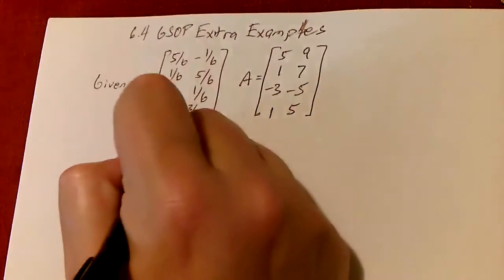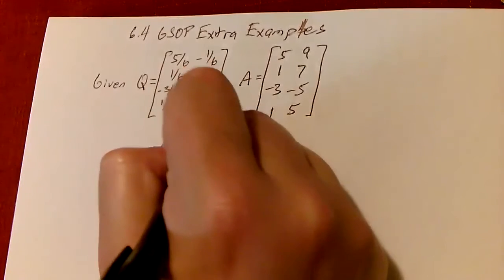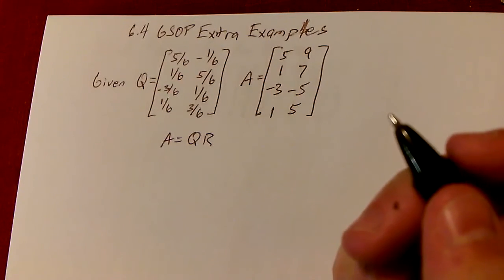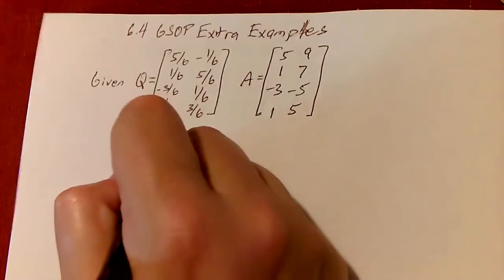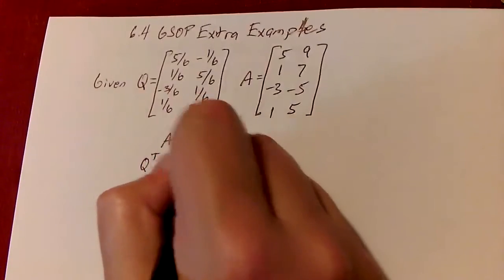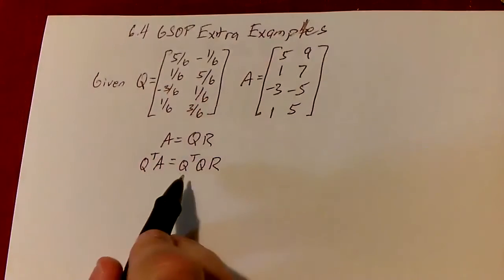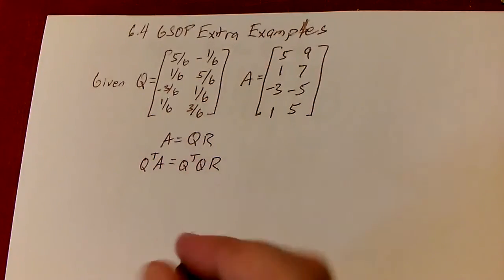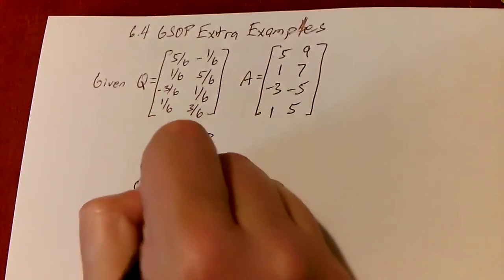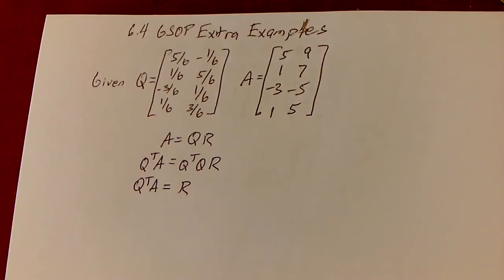So I know A can be factored into Q and R, okay? And since Q is an orthonormal basis, I can multiply by Q transpose on the left. Since Q is orthonormal, Q transpose Q will give me the identity. So R is going to equal Q transpose times A. That will get me R, okay? So I need to multiply that.